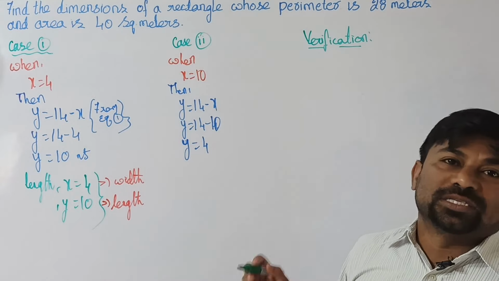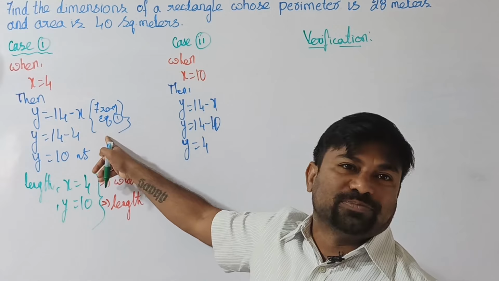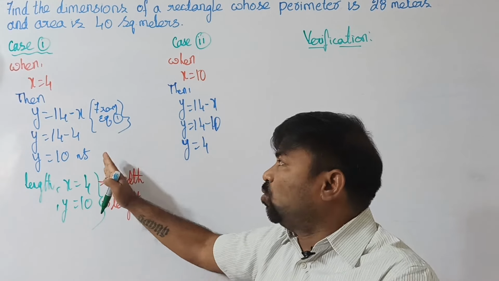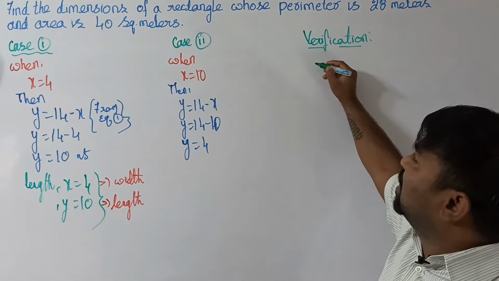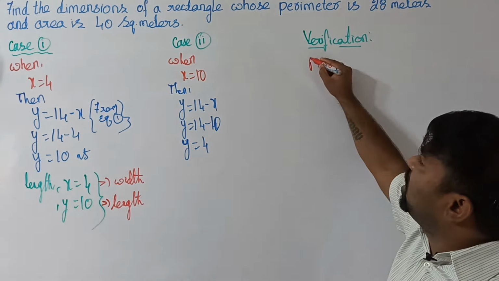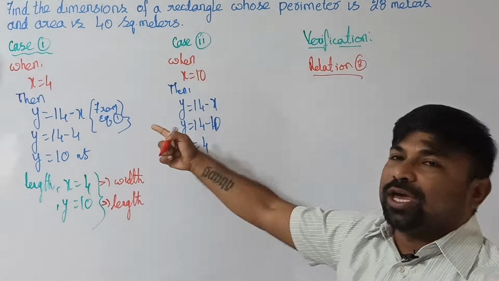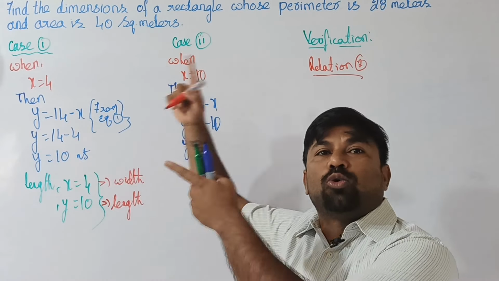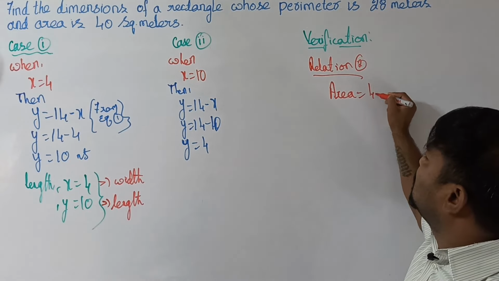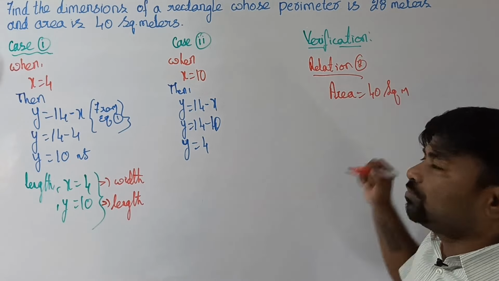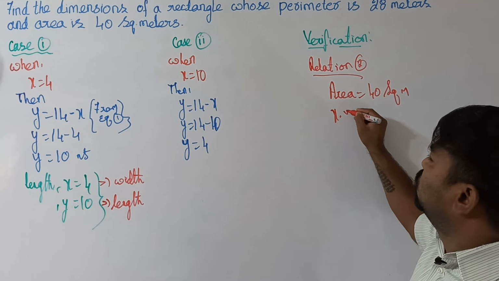But the verification part is very, very important. So we got the equation from relation 1. Now go to the second relation given, to verify that. So what is the second relation? You always go with relation 2, or the one which is not used. Here we used relation 1. Now go for relation 2. What's the relation he has given? Area equals 40 square meters. Area is equal to 40. So the formula we are using is x into y.